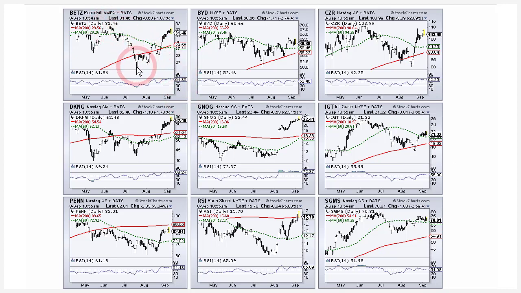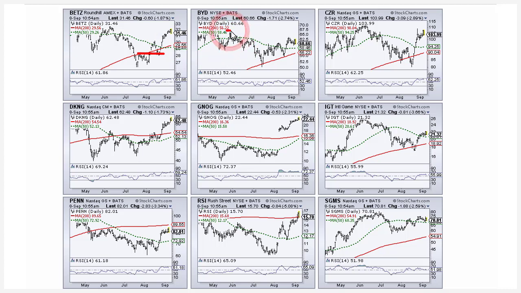BETZ came down hard into July, and then you can see the breakout, the throwback, and then the surge. So it's a bit extended. It's come from, say, 27 to 32, and it's overbought short term, so it could come down and settle into the 30 area. That might offer an opportunity.